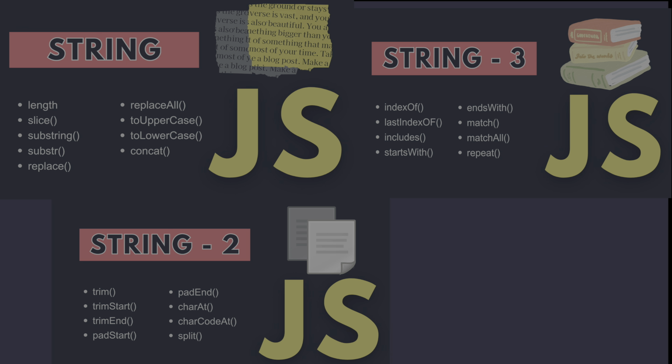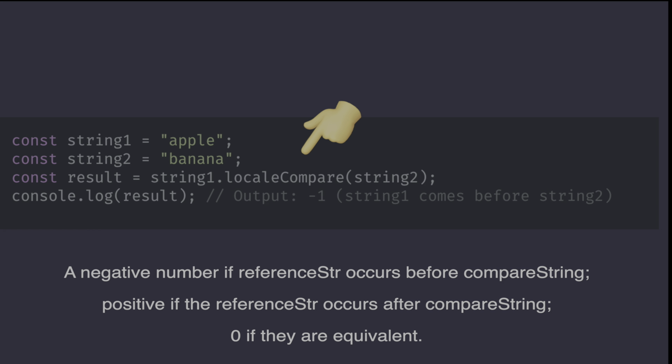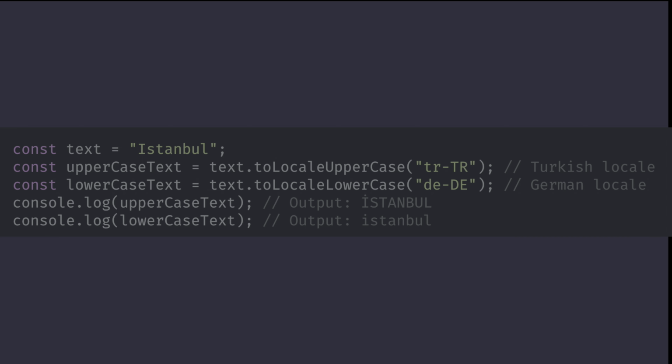Let's uncover the remaining string methods that will round out your expertise. The localeCompare method compares two strings based on their locale, language-specific rules, and returns a value indicating their order. The codePointAt method returns a unique code point value of the character at a specific index. toLocaleUpperCase and toLocaleLowerCase.